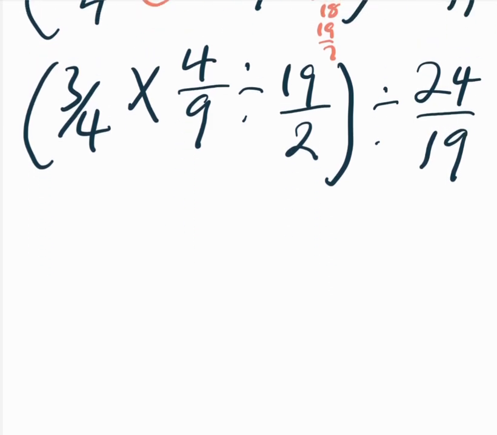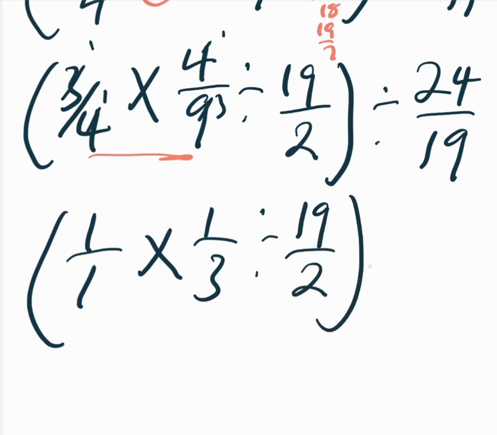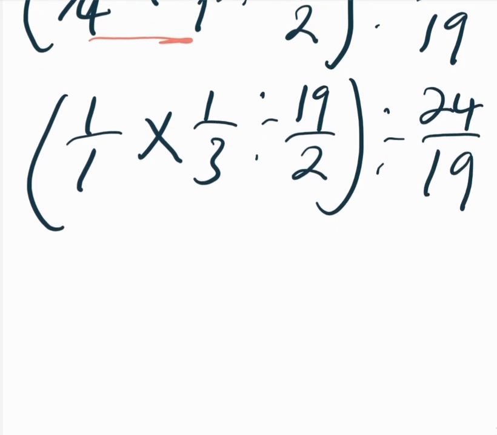So we proceed. At this junction, in this parenthesis, we can see something will cancel right here, right? 3 goes into 3 is going to be 1. 3 goes into 9 is going to be 3, right? 4 goes into 4 is going to be 1. So open a bracket. I'm going to have 1 over 1 times 1 over 3, right? Divided by 19 over 2, close the bracket. Divided by 24 over 19. We proceed.